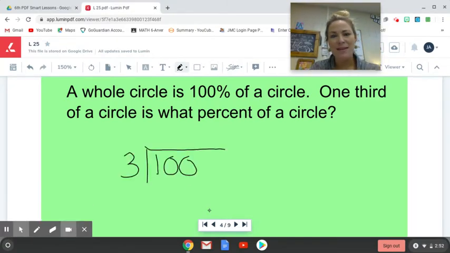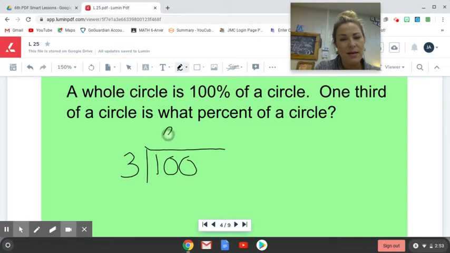So I've gotten this set up. I have 100 as my dividend, 100 divided by 3, because we're asking 1/3 of a circle is what percent. And I know that in this case, we're talking about mixed numbers, so I'm going to do what I can to produce a quotient as a mixed number. So 100 divided by 3, 100 isn't evenly divisible by 3. Let's just go here. Can 3 go into 1? No. Can 3 go into 10? Sure. 3 times 3 is 9, and that's pretty close. So 10 minus 9 leaves me with 1.